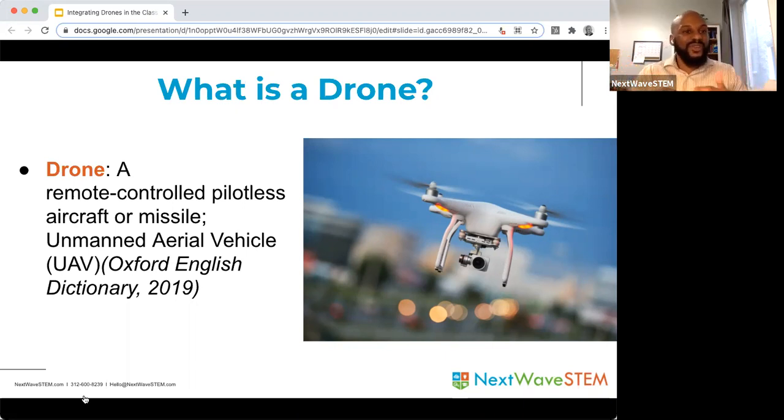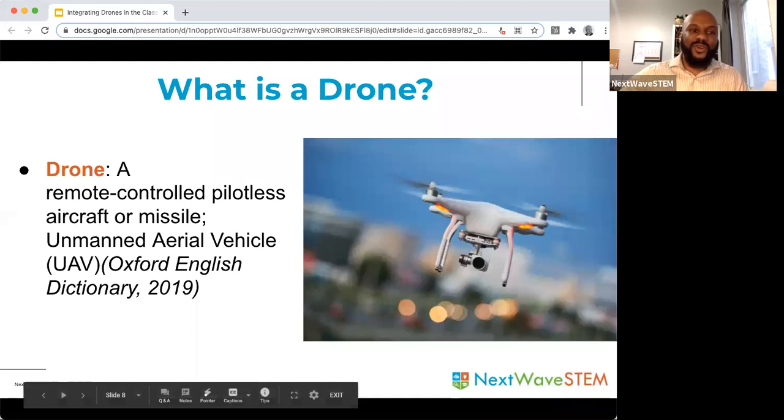Oxford defines a drone as a remote controlled pilotless aircraft or missile. An unmanned aerial vehicle, not to be confused with a UFO, an unidentified flying object. We're talking about UAVs. That's another term you may have heard quite often.